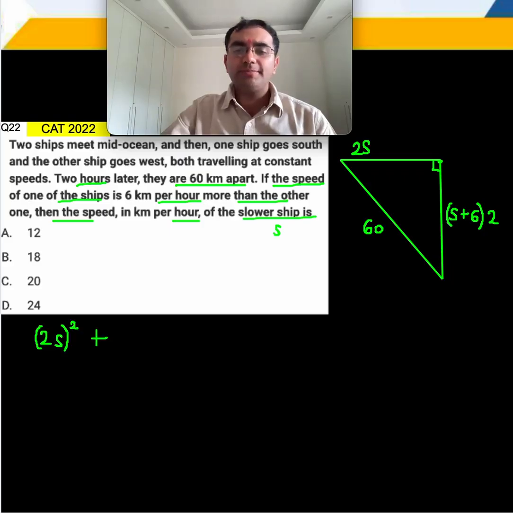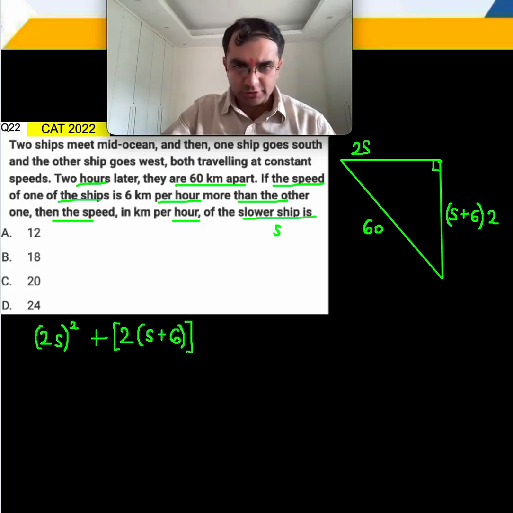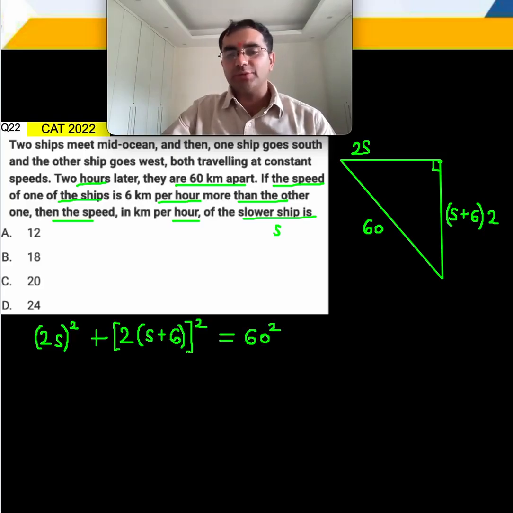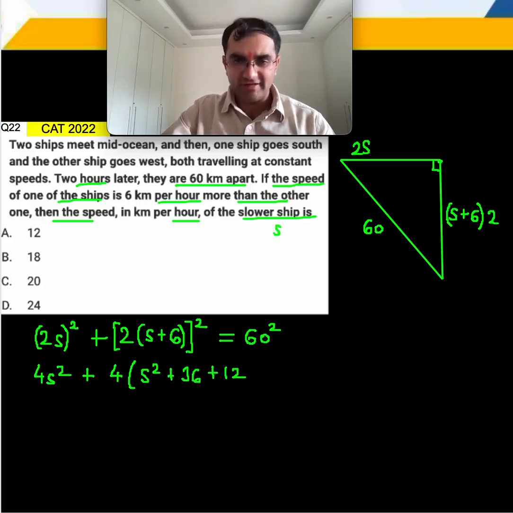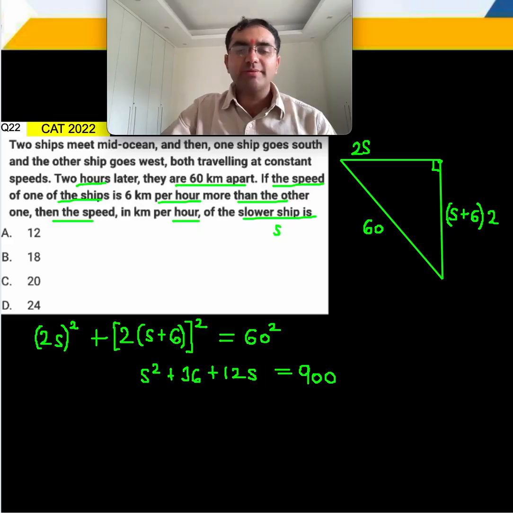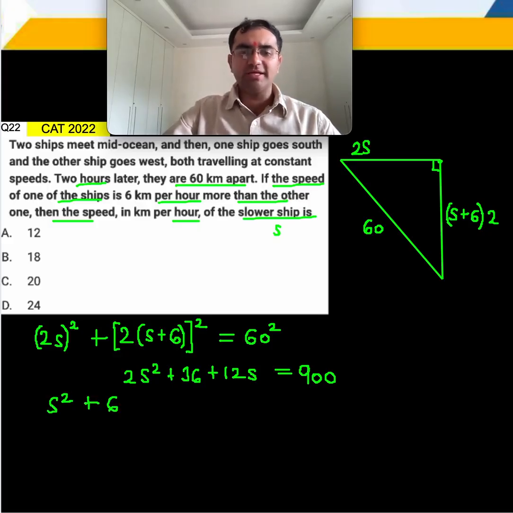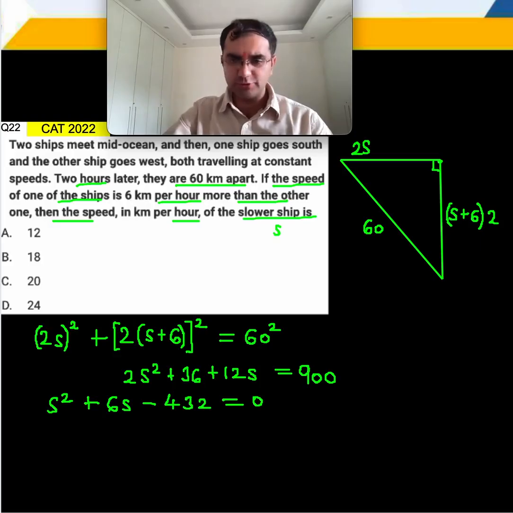So (2s) whole square plus 2 into (s plus 6) whole square is equal to 60 square, that's 3600. 4s square plus 4 into (s square plus 36 plus 12s) is 3600. Cancel out 4, that becomes 900. And then s square plus s square becomes 2s square. Now cancel out 2 and we get our final quadratic as s square plus 6s minus 432 is equal to 0.